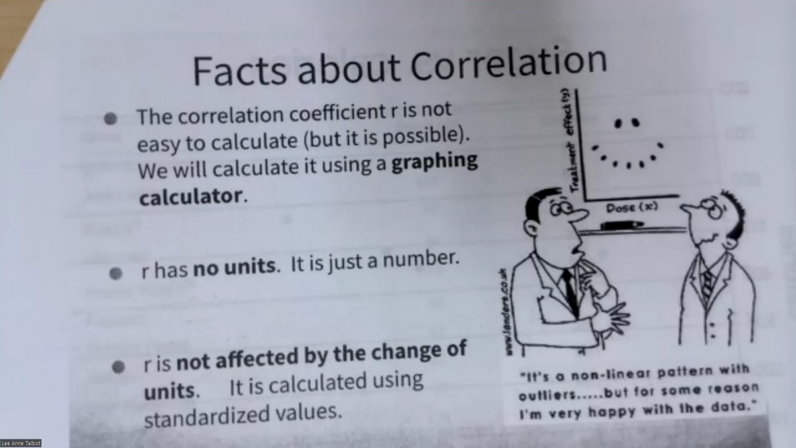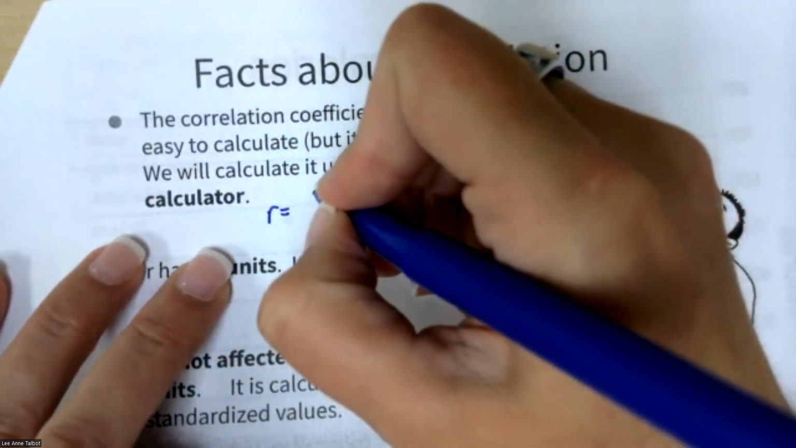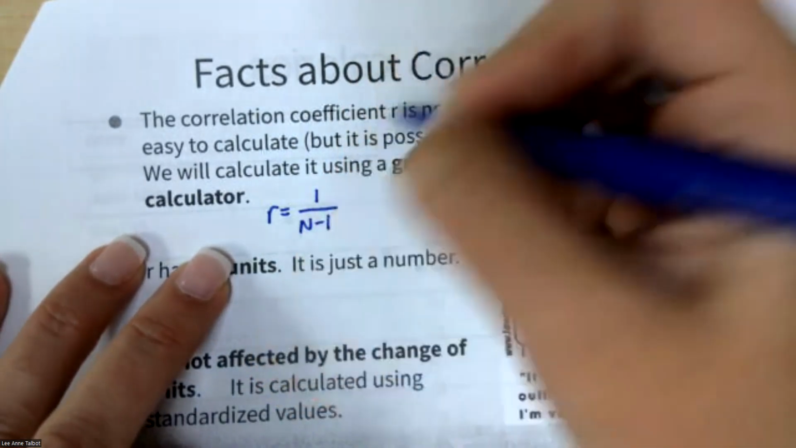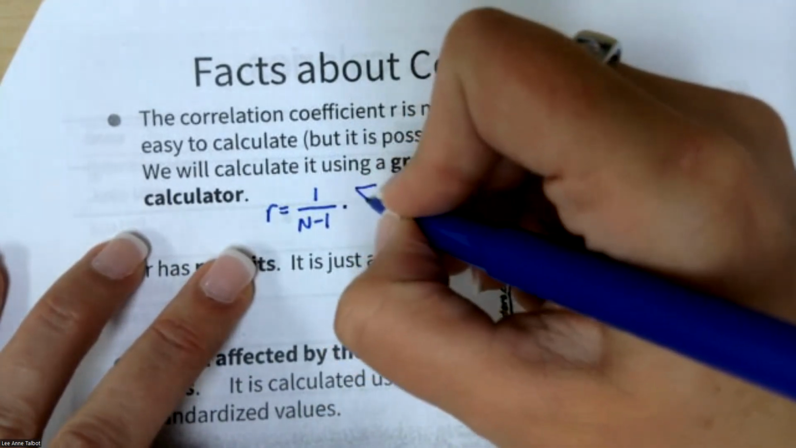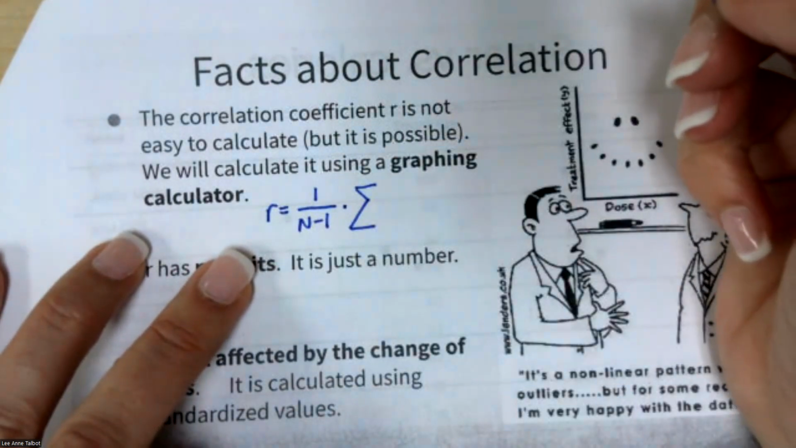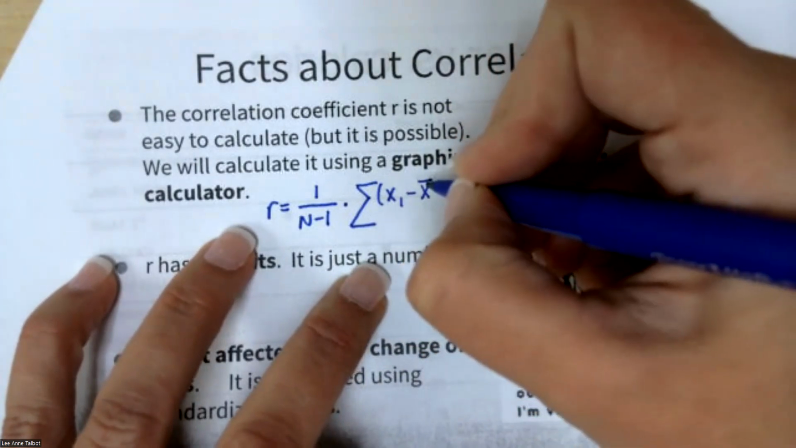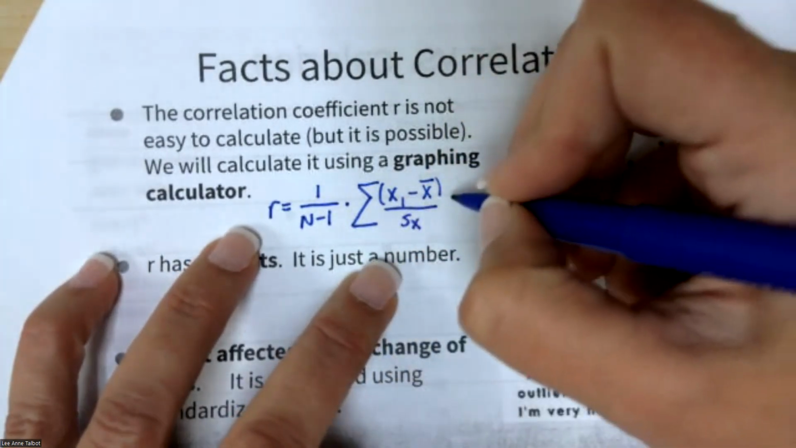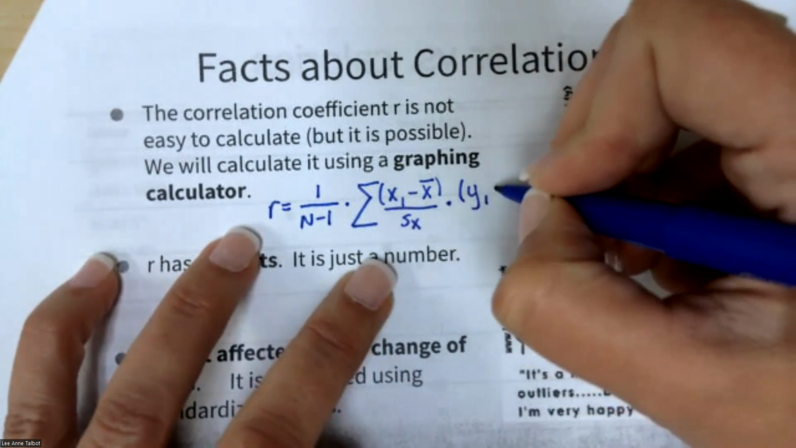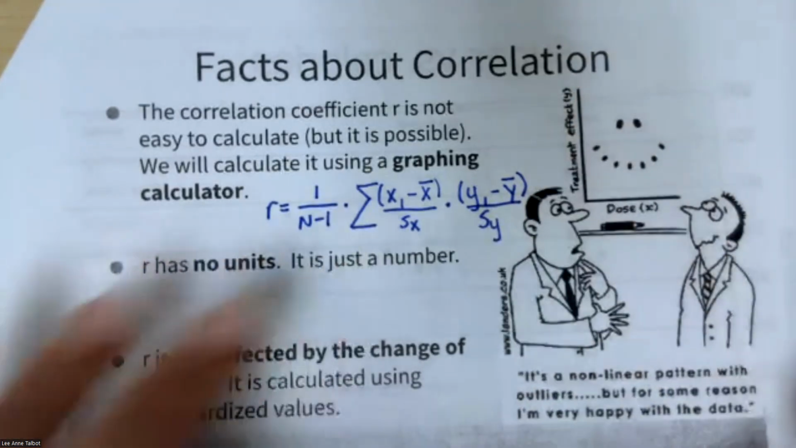Okay. Here it is. Are you ready? R equals 1 over n minus 1 times all things added together, x minus the mean over standard deviation times y minus the mean over standard deviation.